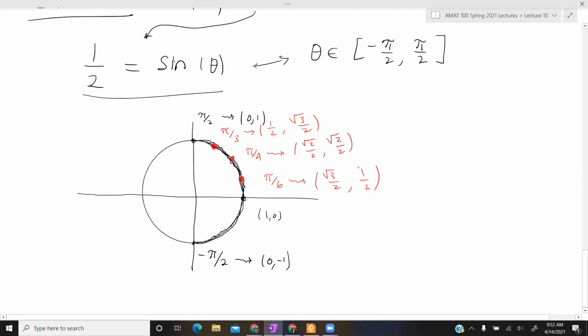Look at this, the y coordinate of this point is 1/2. Well, that's what we have up here. That's what we're interested in. So this implies that the theta value we're interested in is pi over 6. So what that means then is that sine inverse of 1/2 is equal to pi over 6.